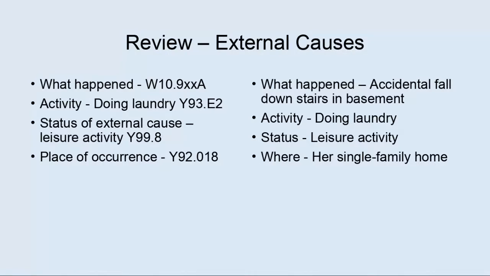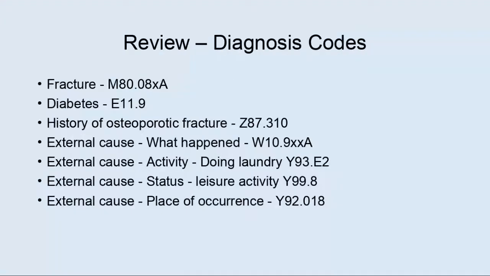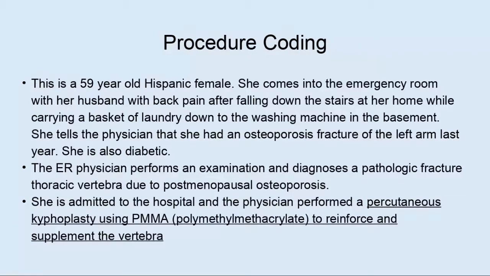Okay, so let's look at the external cause coding. We have everything covered. What happened? Activity, status, place of occurrence. So yes, everything is covered. So here are the final diagnoses we have. So for that short one-page op report, we have 1, 2, 3, 4, 5, 6, 7 different codes, mostly external cause codes. So everything is covered, and at this point, you might want to look back at the words that you've underlined and make sure that you got it.